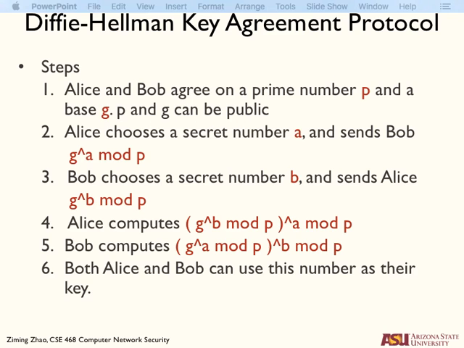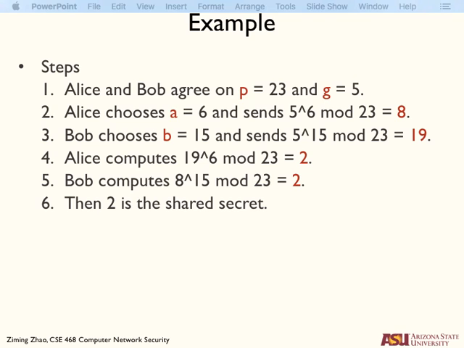So then these two numbers, those two equations, are actually equivalent. And Bob and Alice will use this number as the key. So let's see a more concrete example. Alice and Bob agree on P equals 23, which is a prime, and G equals 5. So Alice chooses A equals 6 and computes 5 to the 6th power modulo 23 and gets the number 8. Then Bob chooses 15 and computes 5 to the 15th power modulo 23, which is 19.